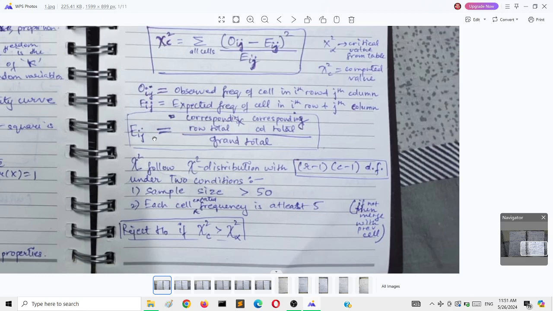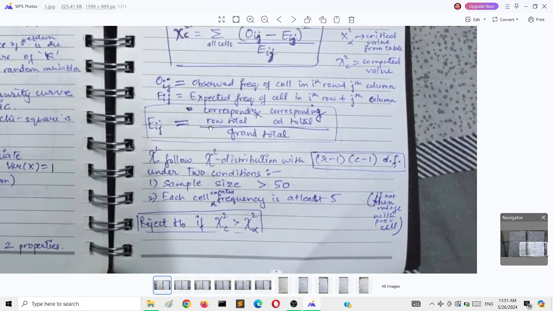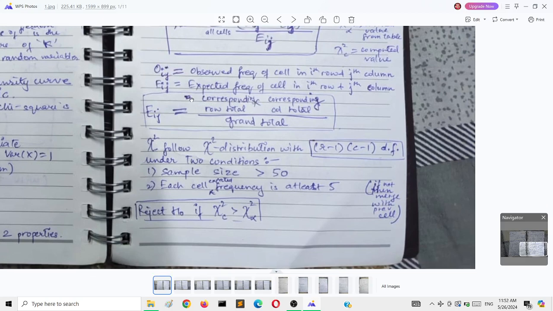Now Eij comes out to be corresponding row total. So how will you calculate this Eij, that is the expected value? You do corresponding row total multiplied by corresponding column total divided by grand total. So that's your Eij, right? Means whatever the row was having as a sum in total multiplied by whatever the column was having as a sum in total, and divide by the total of all the cells. That's coming out to be Eij.